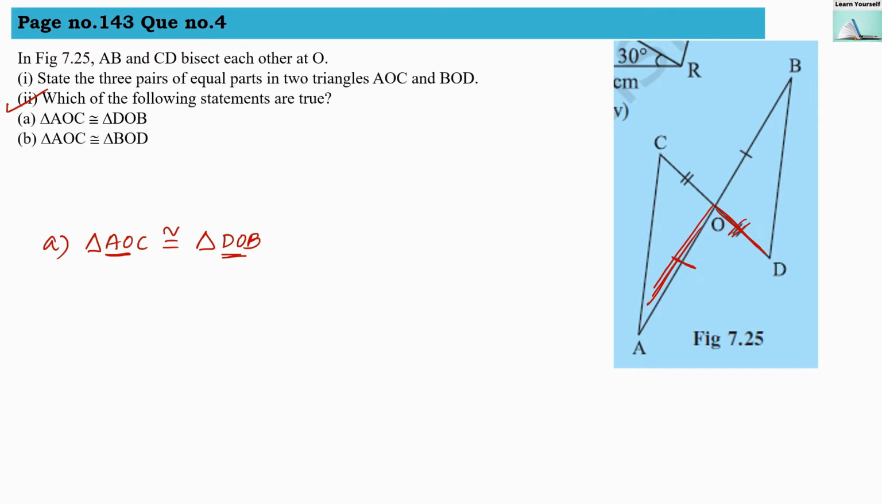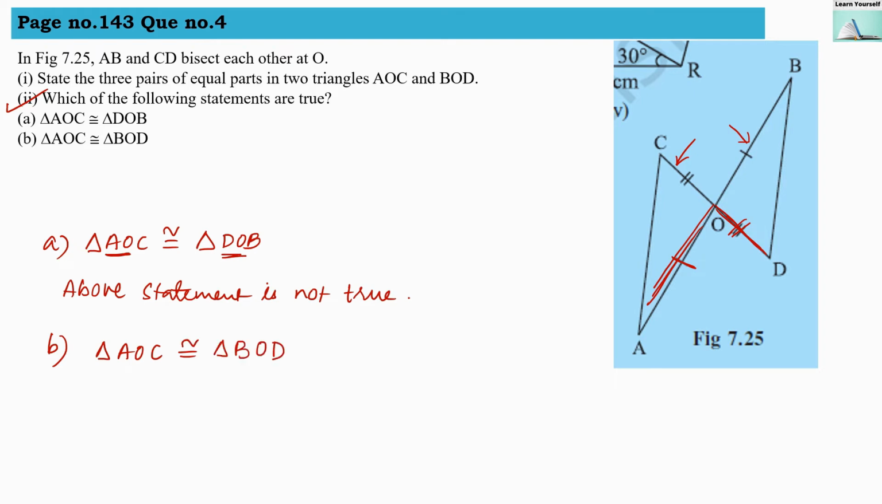And OC is OB. OC is this side and OB is this side. So these two sides are also not equal. So this statement is not true. So we can write here, above statement is not true. Now the second, triangle AOC is congruent to BOD.